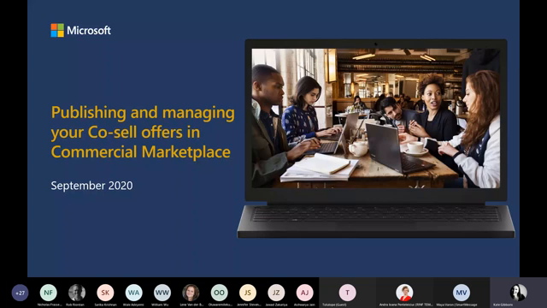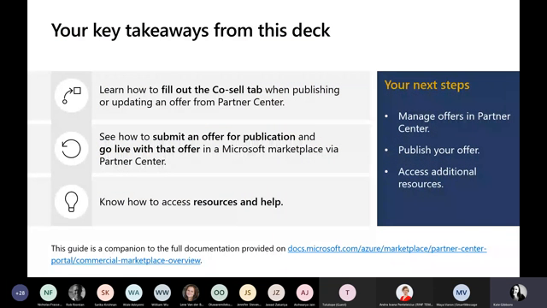Okay, perfect. Thank you. So what we want to make sure you take away today is we want you to understand how to fill out the co-sell tab within Commercial Marketplace. We want to make sure you understand how to get that offer into publication and going live via Commercial Marketplace. And then we want you to understand how to access resources and help. It's also really important to understand that this is a visual presentation of information that lives in docs.microsoft.com. The docs location is your always-on resource that walks you through step by step and has greater detail for maybe some of those specific questions, especially about offer types as you get into commercial marketplace and publishing of those offers.